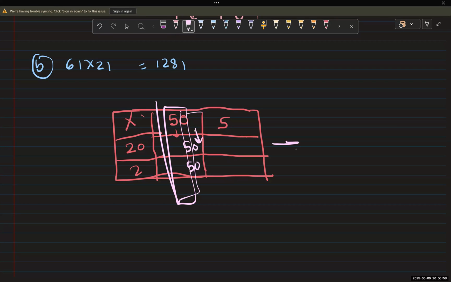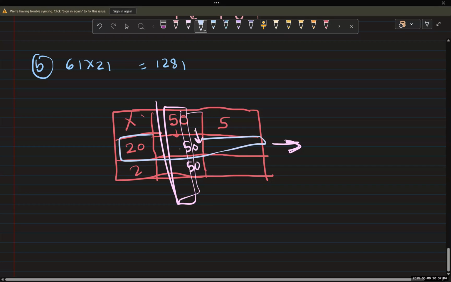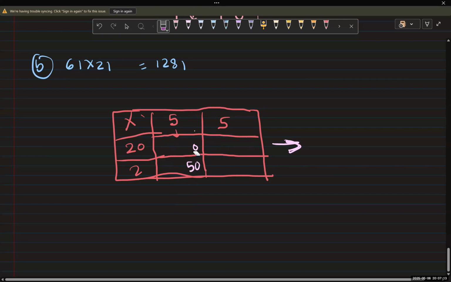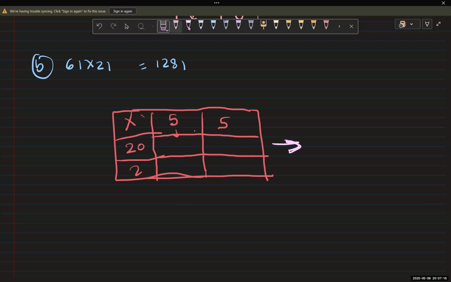But if I go this way, let me change the pen so that you can understand. If I go this way, then this column has to be 20. Here also 20. So if I go down this column, what should I write here? Let's take it slow. If I go down, I have to write the same number, which is 50. But if I'm going in this direction, because 20 is written here, then I'll have to write 20.